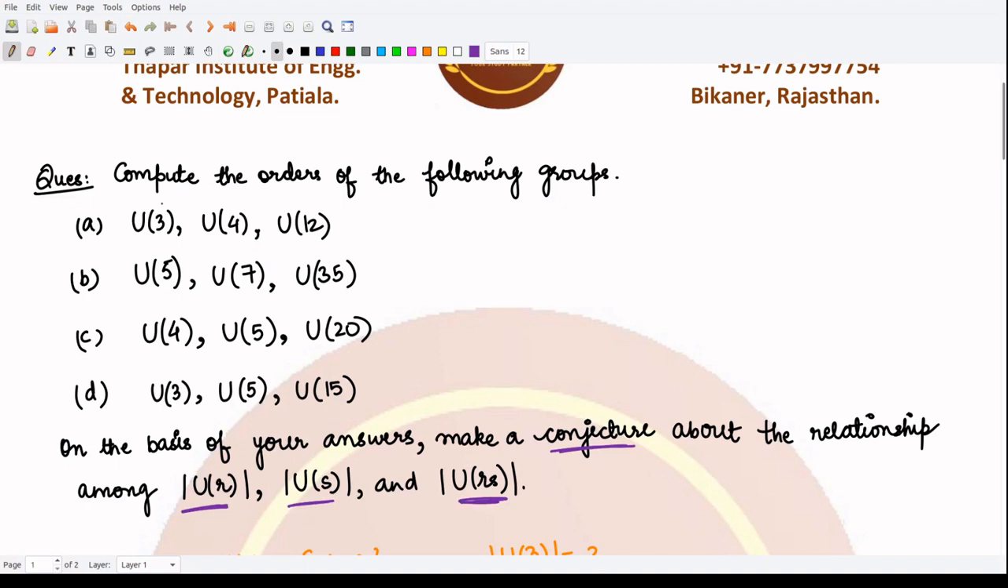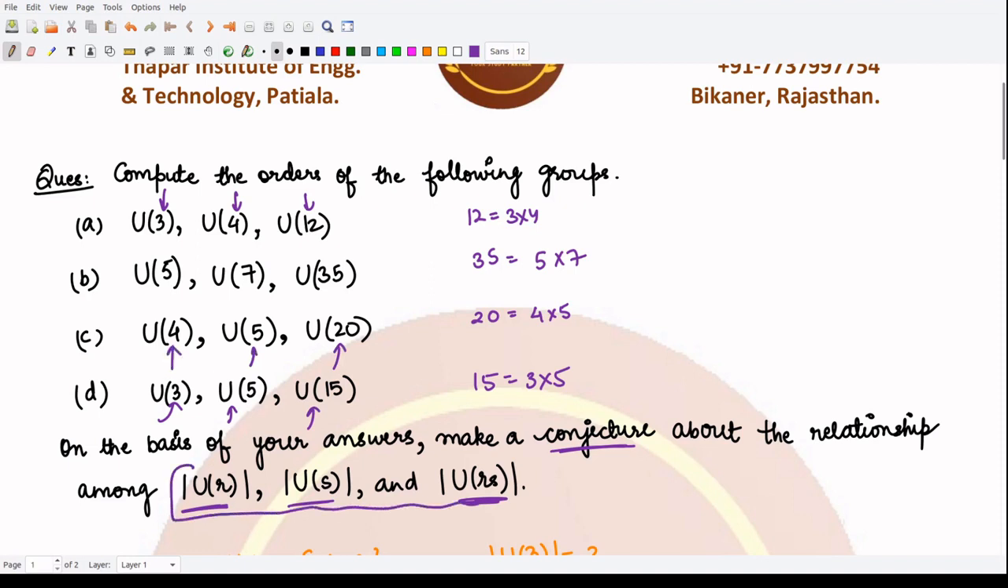Now notice that if you have U of 3 here, U of 4 here, you have U of 12 here. 12 you can write as 3 into 4. Similarly 35 is the product of 5 and 7. Similarly, 20 is the product of 4 with 5. And 15 is the product of 3 with 5. So they have given you the groups in such a way that you can have a relationship among these orders, correct? The order of U of the product of two elements is equal to what? They are asking you that.